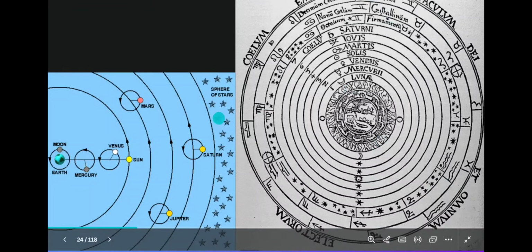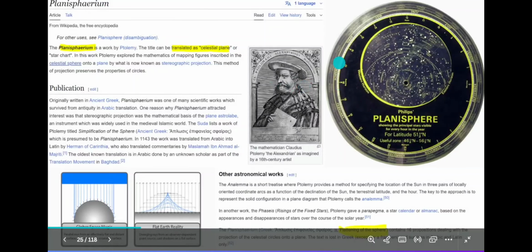Although he did put forth a nice geocentric model for how he thought the world worked and how the planets orbited, one other thing that Ptolemy put forth was another work called the Planispherium, or the flattening of the sphere. Literally, the father of the planisphere, right? The stereographic projection of the celestial sphere onto a plane.